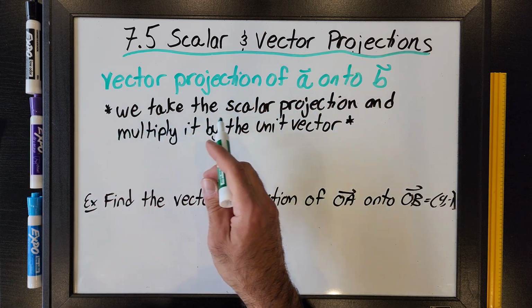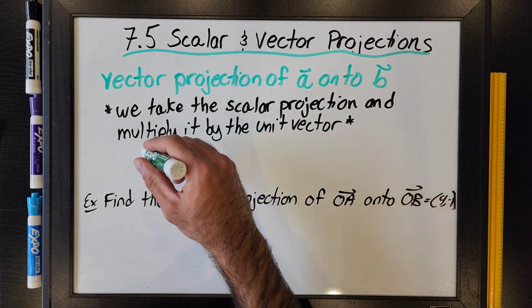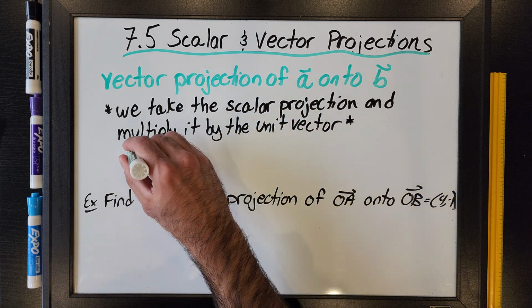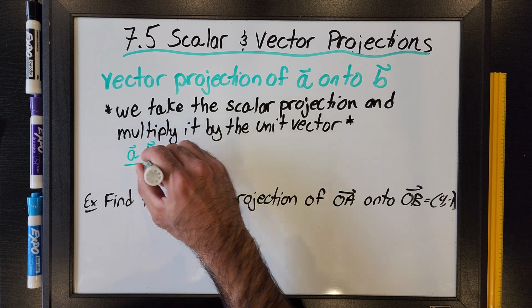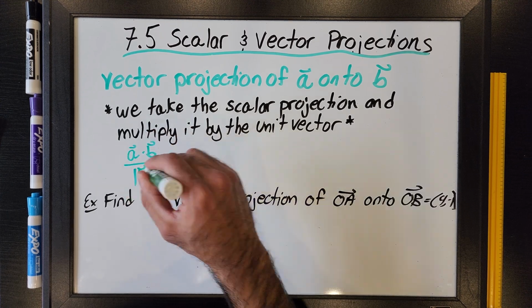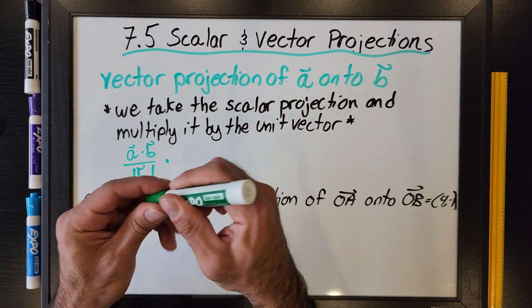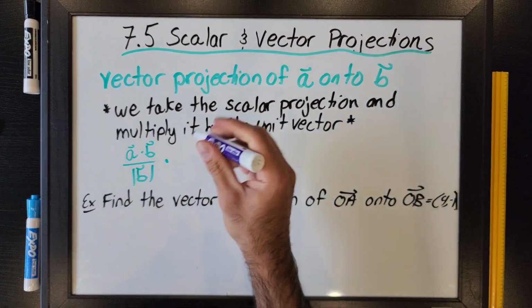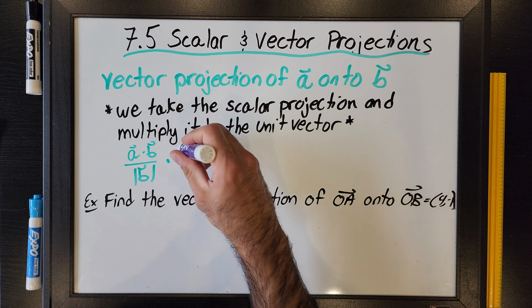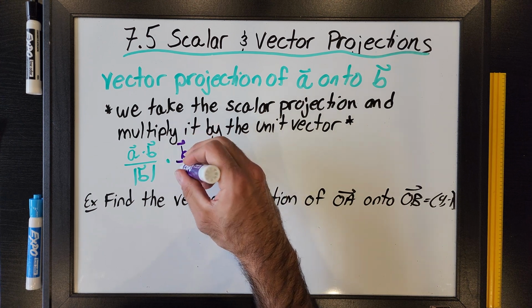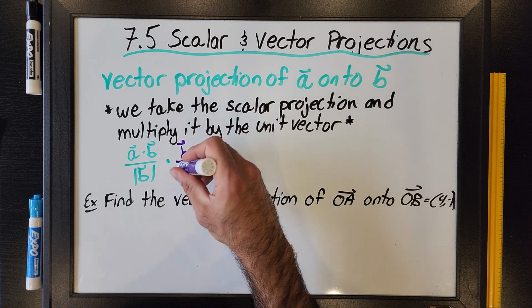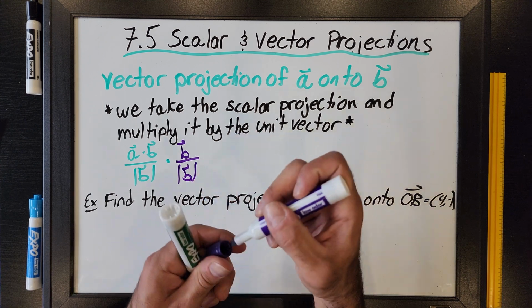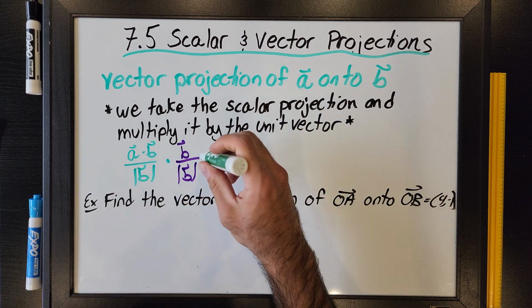Okay, so all we do is take the scalar projection. So I'm going to write down the scalar projection, which we just did. This is just A dot B over the magnitude of B. And we want to multiply it by the unit vector. I could have done a little recall of a unit vector, but a unit vector is just vector B divided by vector B's magnitude. Okay, this is a unit vector right here. Write that down.